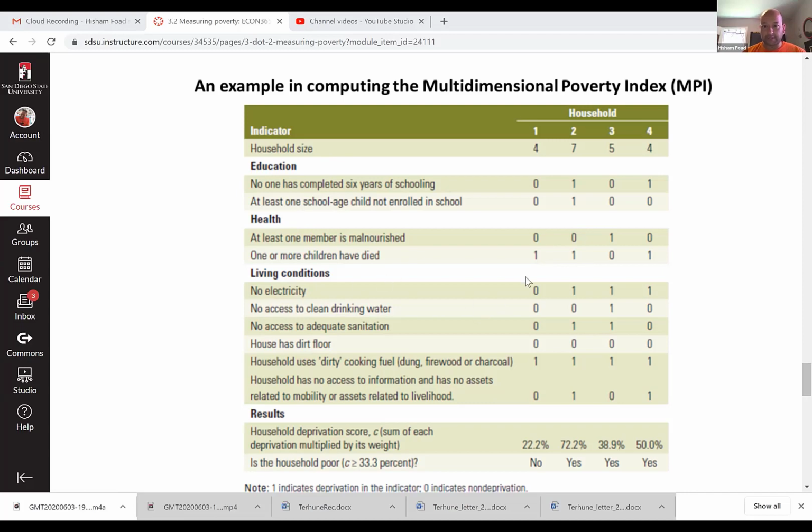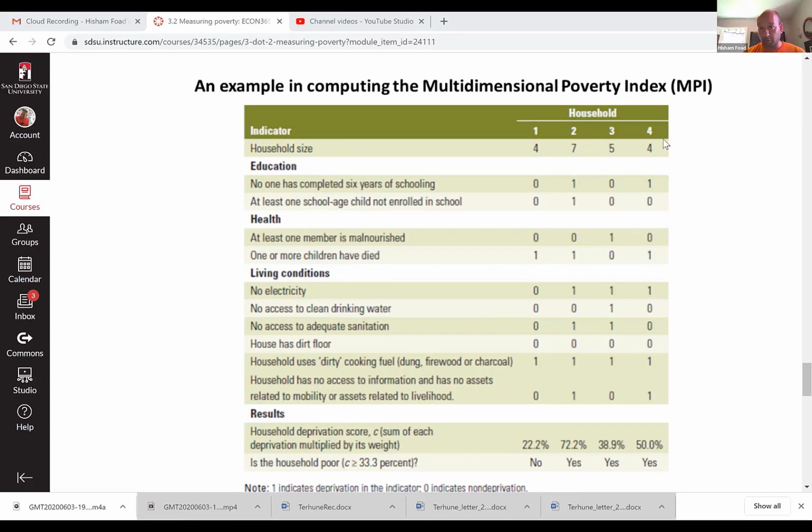Now, when we look at living conditions, the only thing that they lack is clean cooking fuel. So this household is using dirty cooking fuel, so if they're cooking with dung or firewood or charcoal. And remember, that's going to add 0.056 to their MPI score. So basically they get 0.167 from having had a child die and 0.056 from using dirty cooking fuel. This gives them a score, if you didn't round, of 0.222 or 22.2%. They are not in multidimensional poverty.